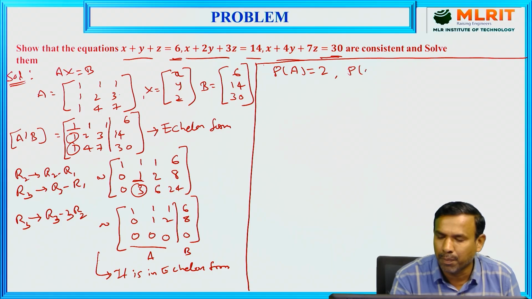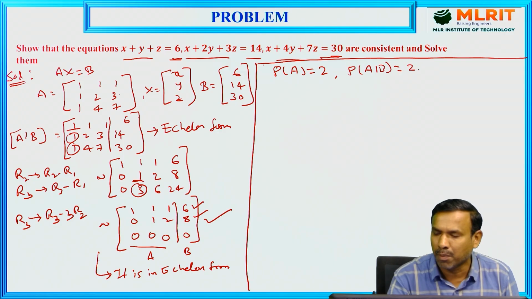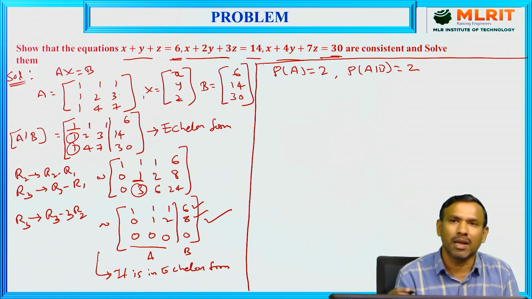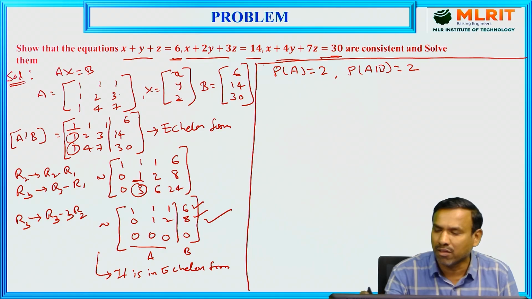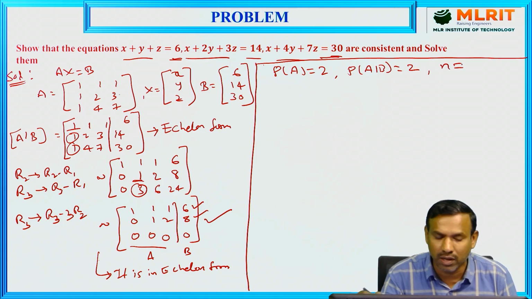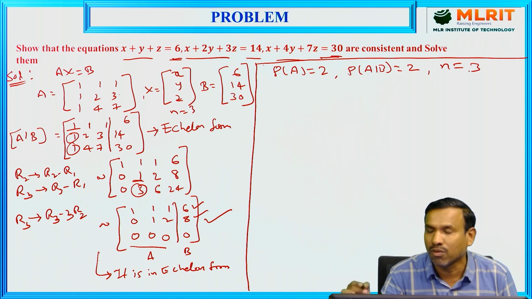Rank of A|B, if you take the whole matrix, the complete augmented matrix, also has 2 non-zero rows. So rank of A|B is 2. In echelon form, the rank is the number of non-zero rows. So rank of A is 2, rank of A|B is also 2. But how many unknowns are there here? X, Y, Z. 3 unknowns.